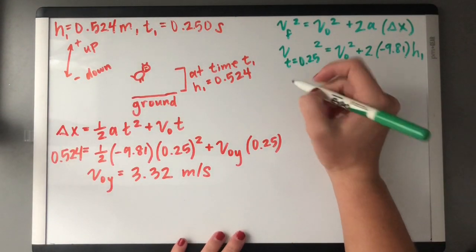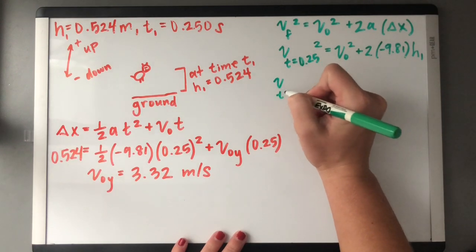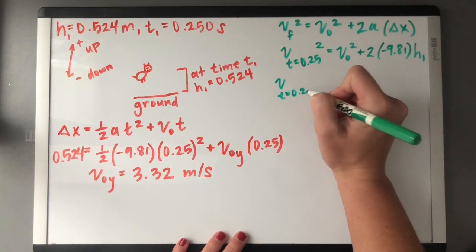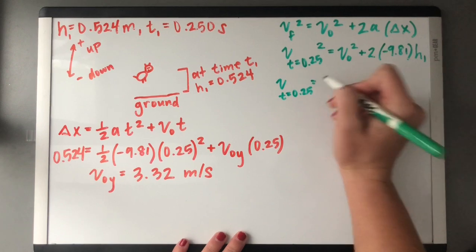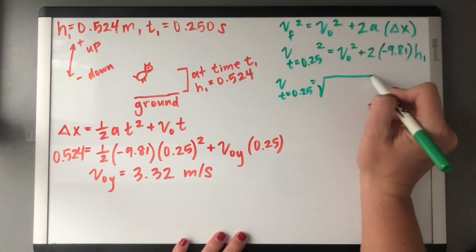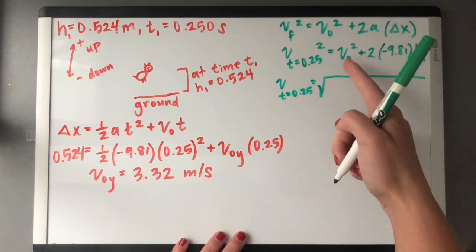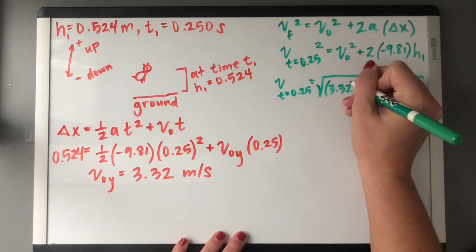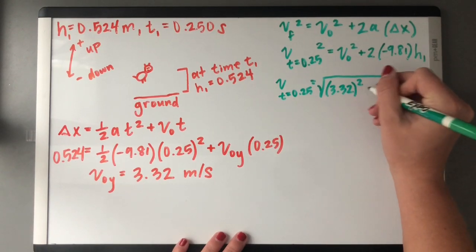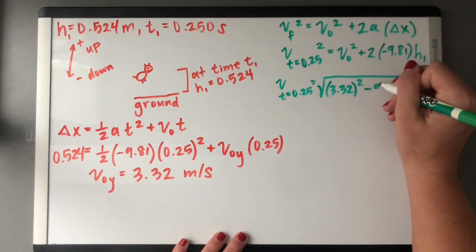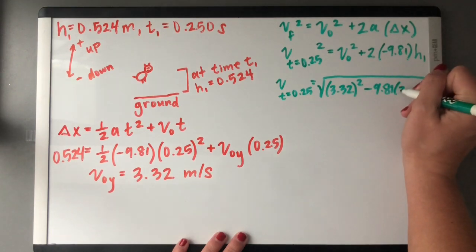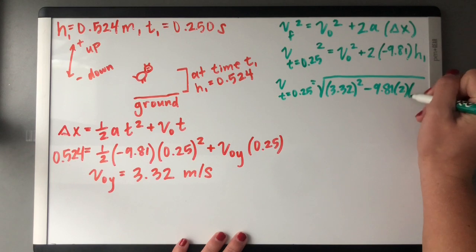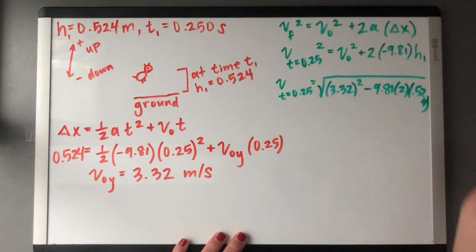So we're going to go ahead and plug and chug. The velocity at t equals 0.25 equals the square root of the initial velocity, which is 3.32, squared, minus 9.81 times 2 times h1, which is 0.524. Sorry, I'm running out of room.